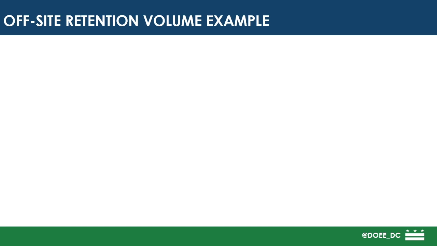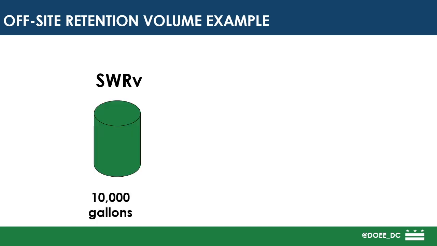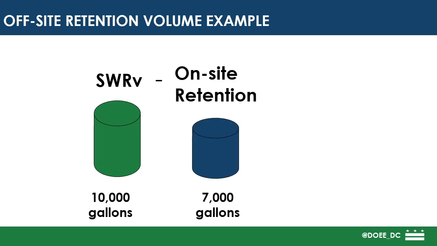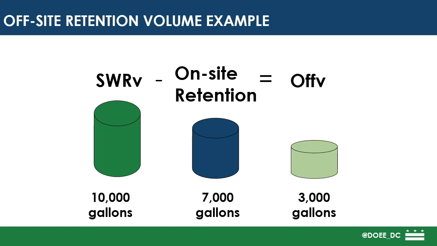Here is a simplified example of an off-site retention volume. Let's say we have a building that has a stormwater retention volume of 10,000 gallons. The project chooses to retain 7,000 gallons through on-site green infrastructure, and the remaining balance, or 3,000 gallons, is referred to as their off-site retention volume, or Offv.